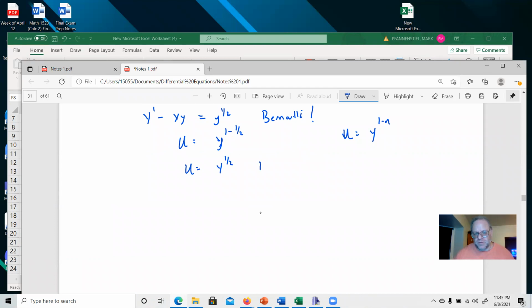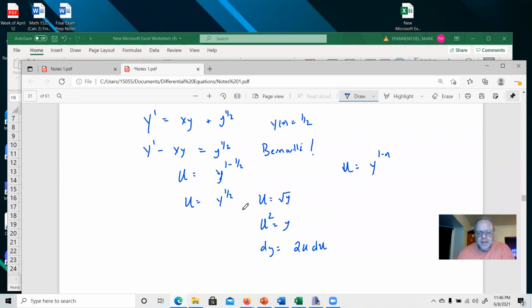Okay, so we have u is equal to y to the 1/2. So u is equal to the square root of y. u squared is equal to y. dy is equal to 2u du, right? So let's go with this. So here we have 2u du minus x times y. What's y? y is u squared, which is y to the 1/2 power, that's u.